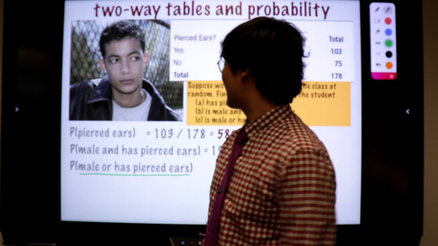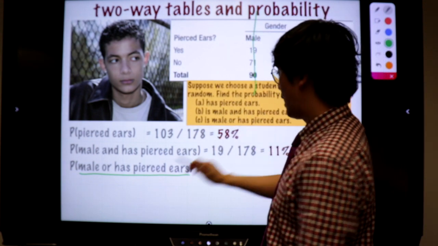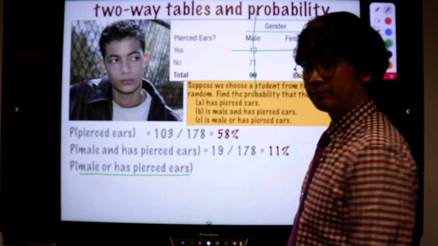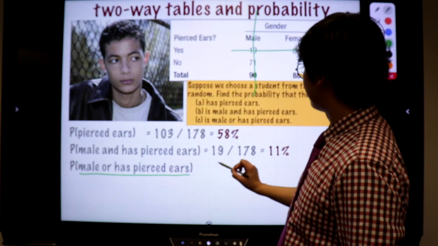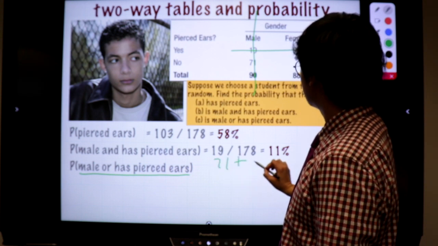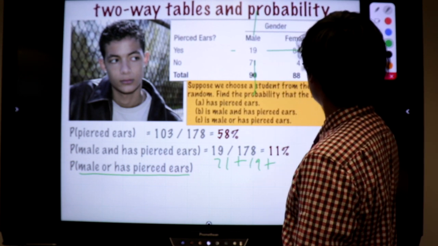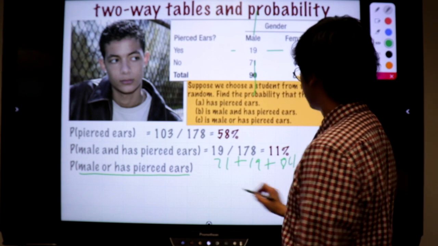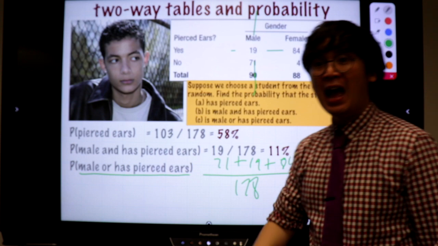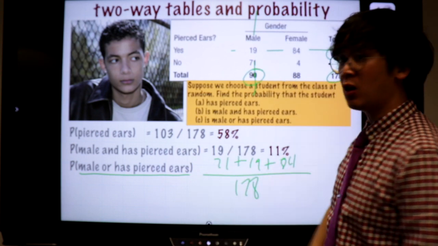Male or has ear piercing. It will be male 90, or has ear piercing. Right? So what are we going to add then? 71 plus 84. Wait, 19 plus 84. Or 90 plus 84, all over 178. Can I use 90 plus 103 over 178?